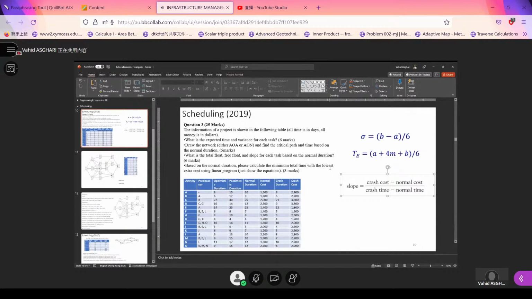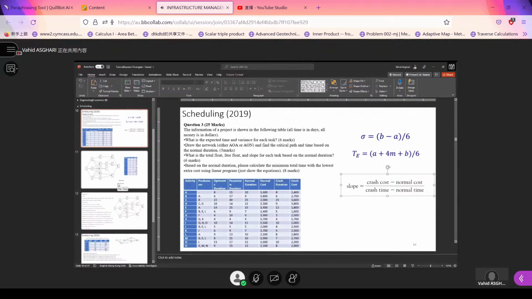Exactly. Thank you. Thanks for attending and for answering the question. That's the intuition behind the slope. If you know the intuition behind this one, it's going to be easy.